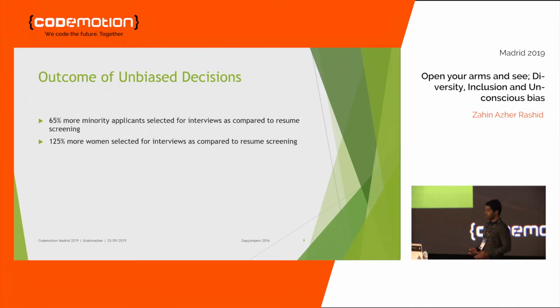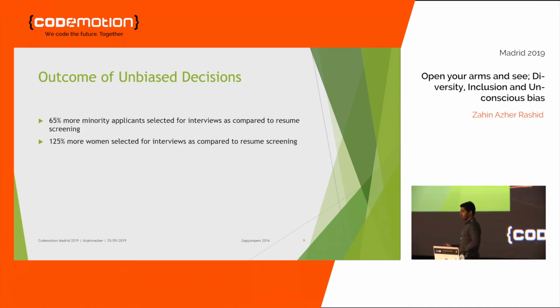So if we have biases around, and let's say we overcome these biases, then what's the outcome of unbiased decisions? There's a company called Gap Jumper, and they took the idea of blind auditions and put them into the corporate world. And here are the results from that. 65% of the minority applicants were selected for interviews as compared to the conventional resume screening. Interestingly, 125% more women were selected for interviews as compared to the normal screening.